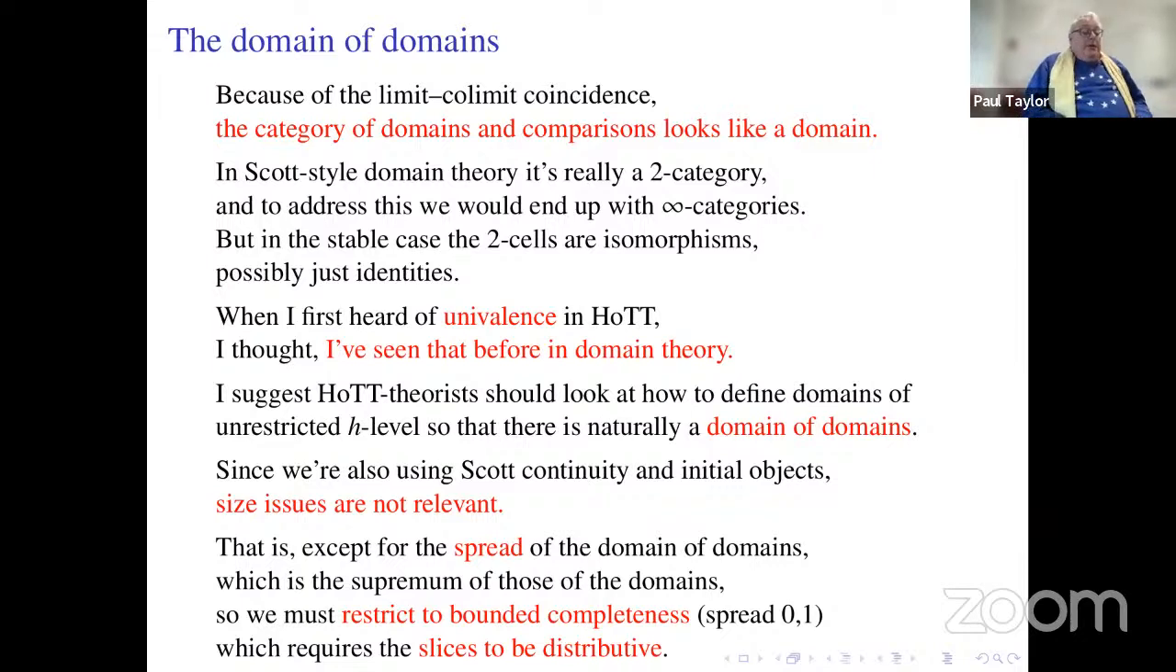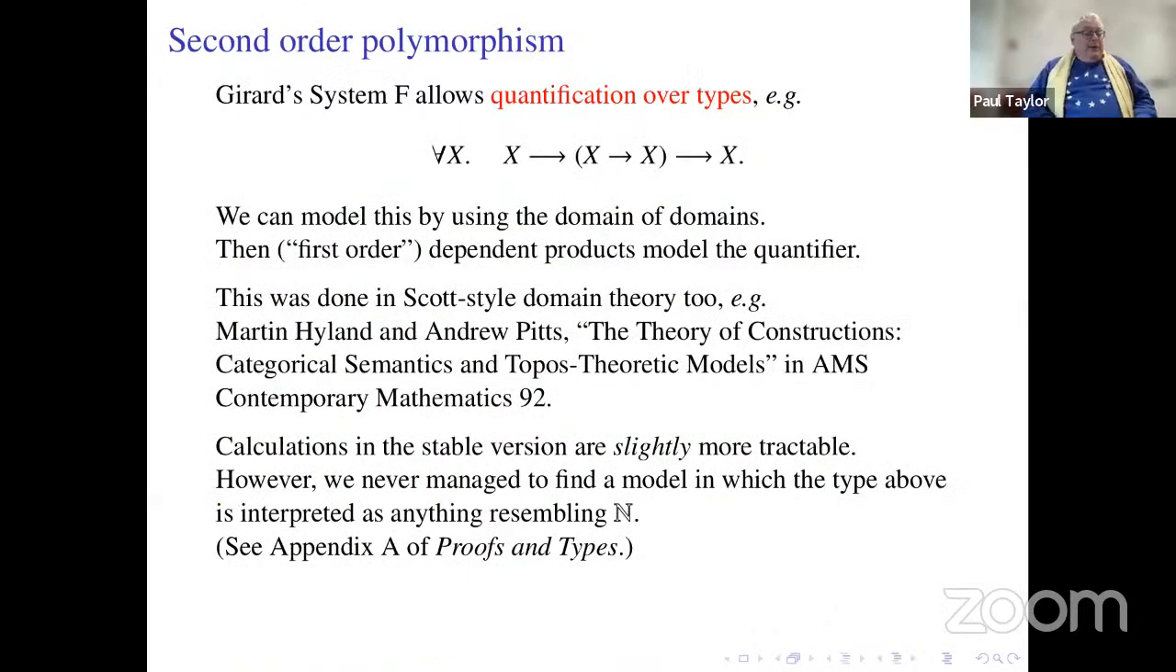Now, since we're using Scott continuity and initial objects, as in ordinary Scott domain theory, size issues are not relevant, except for the spread, that is to say, how numerous the multi-colimits can be. So it's a good idea to restrict that. Obviously, with your domain of domains, you're going to get the supremum of the spread of the things in it. So that will be unbounded. So we need to restrict to the case where the spread is 0 or 1, which, as I said, requires the slices to be distributive. All right, so this is all about your pizza toppings, right? There's some restriction on what your choices are.